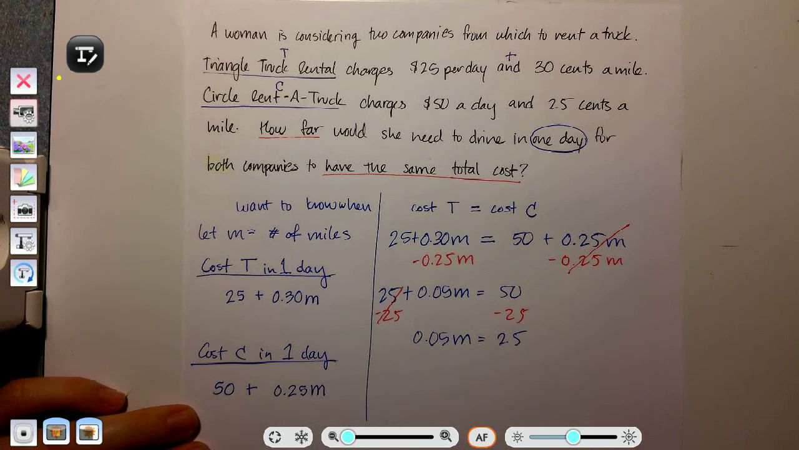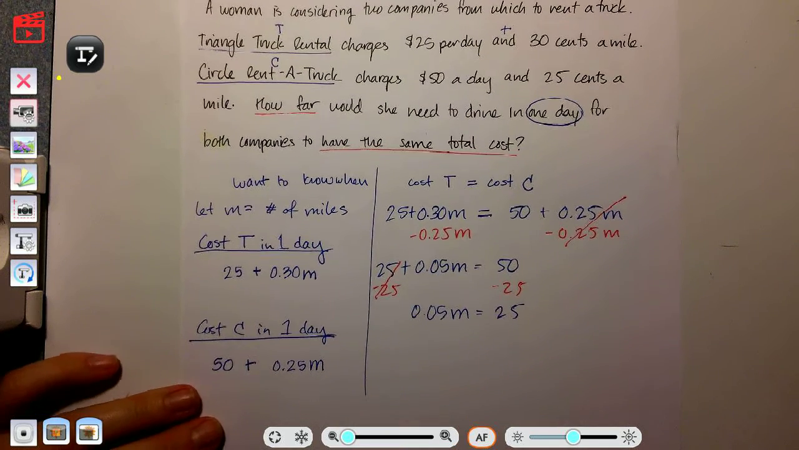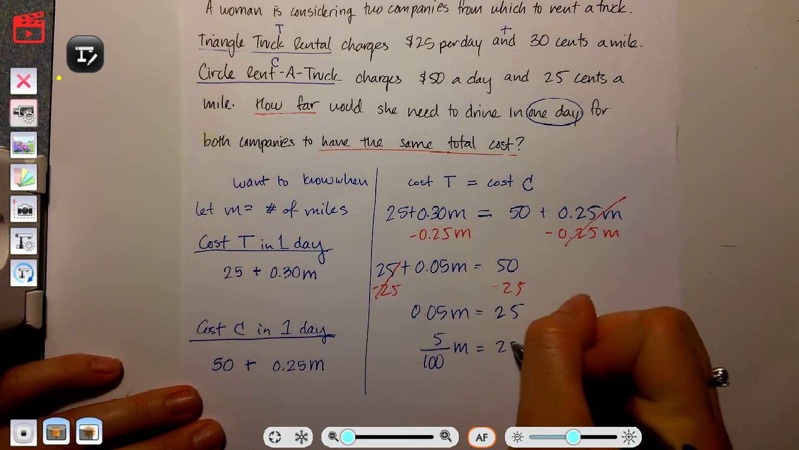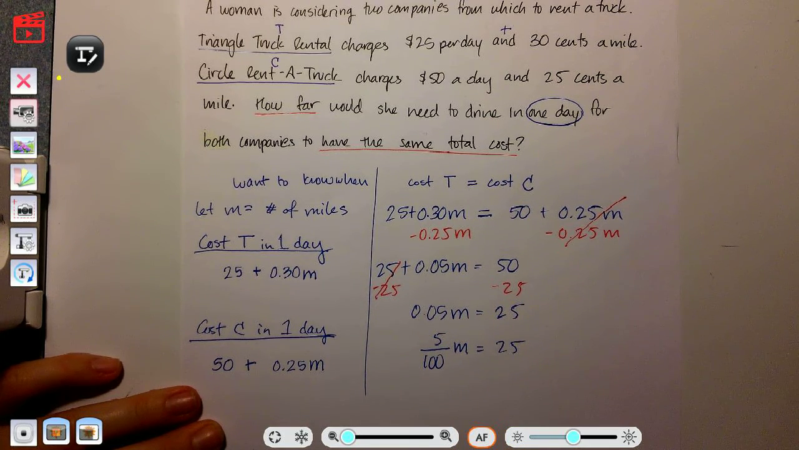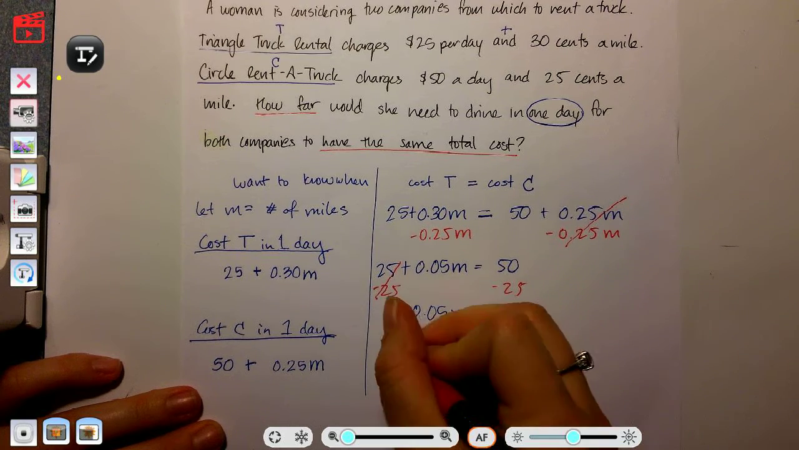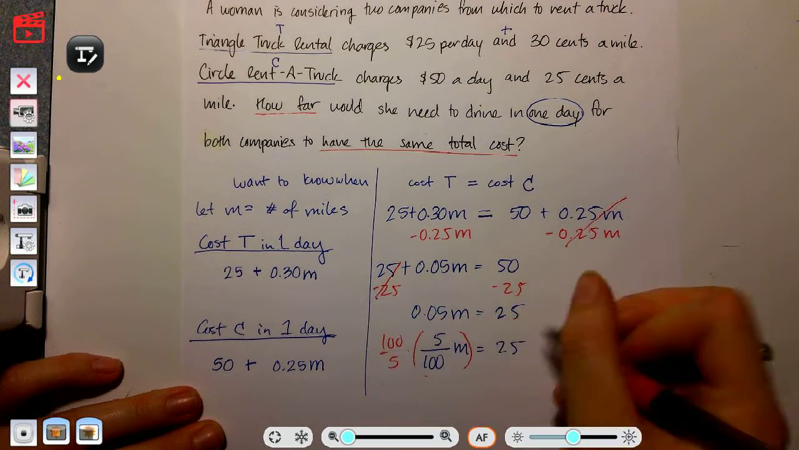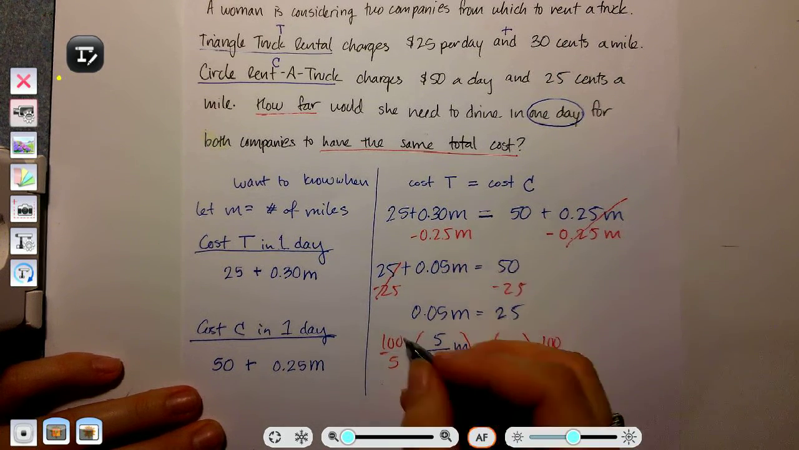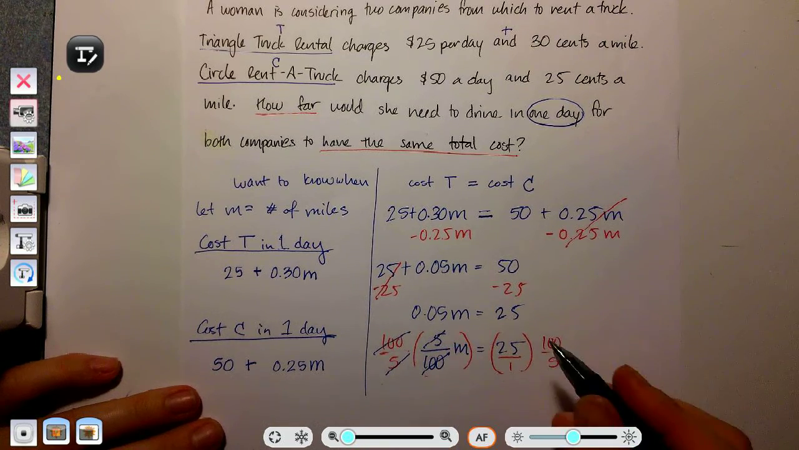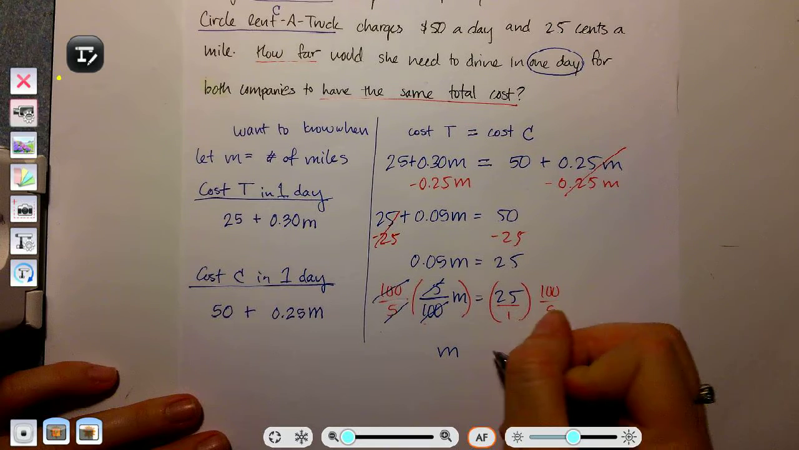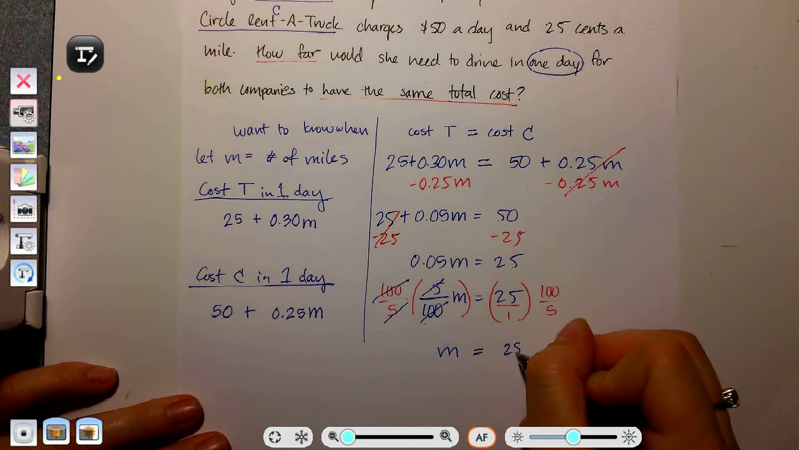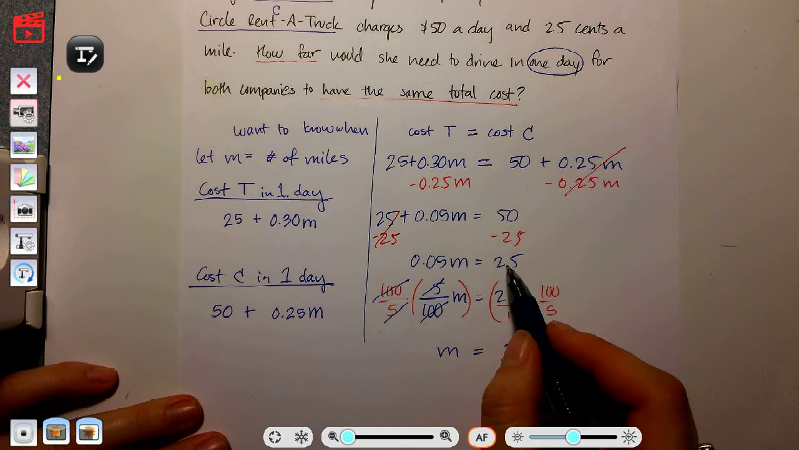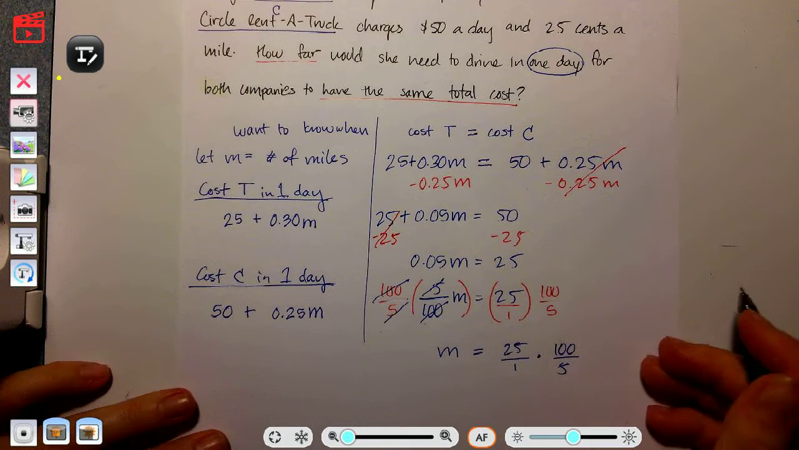All right. I'm going to turn that into a fraction so I can deal with it better. So that's going to be 5 over 100 m equals 25. Okay, multiply both sides by the reciprocal. The hundreds cancel, the fives cancel, and we're just left with m on this side. And then let's see, we have 25 over 1 times 100 over 5. You could have divided by the decimal, but I don't have my calculator, so I'm doing this work out by hand.